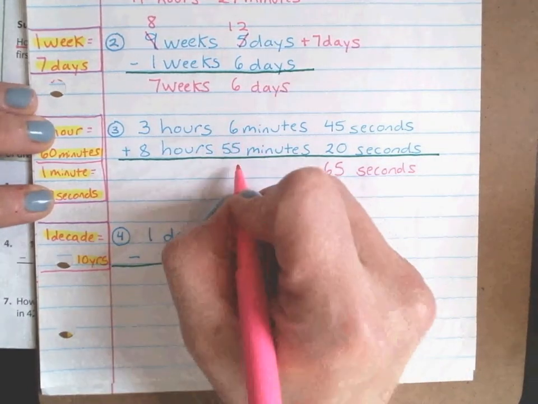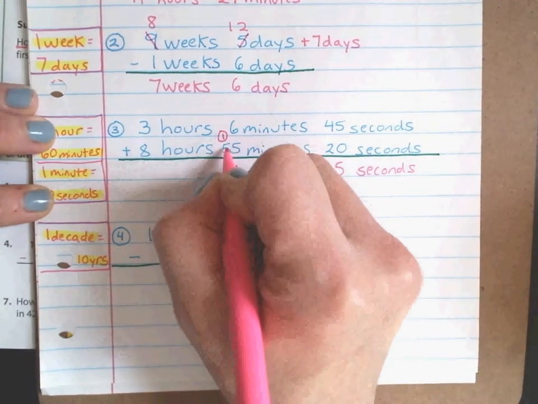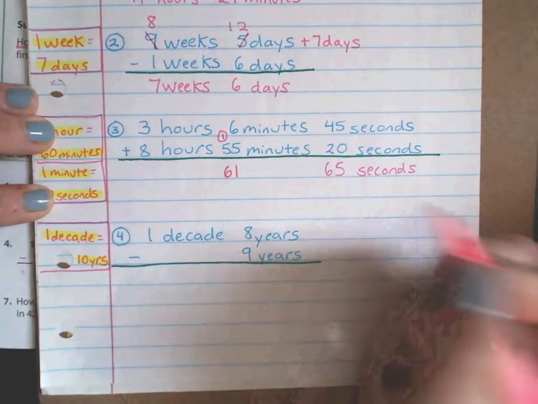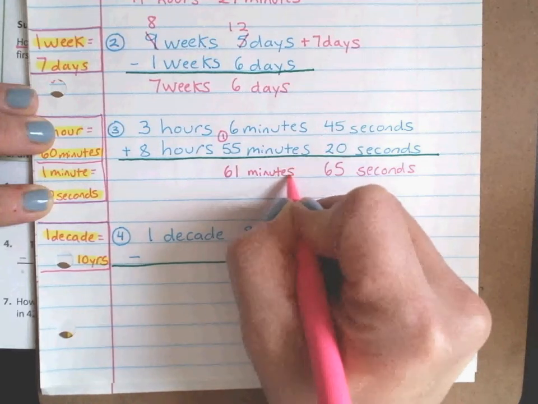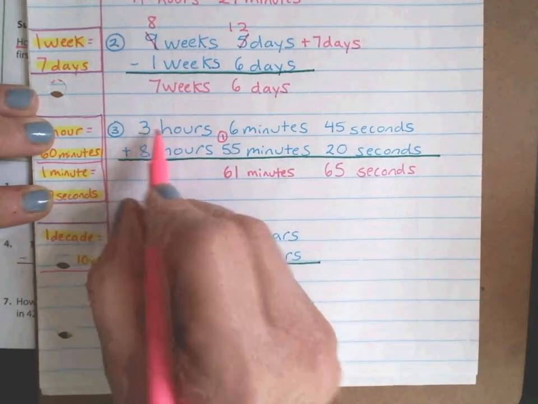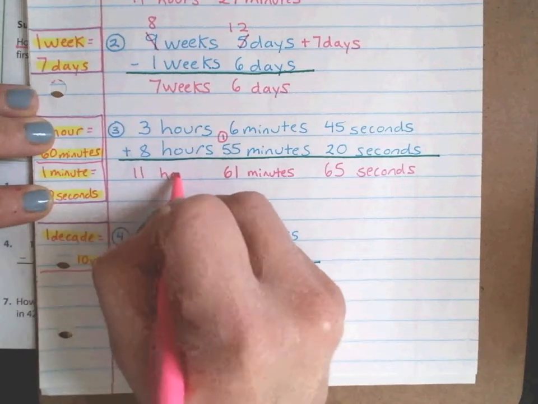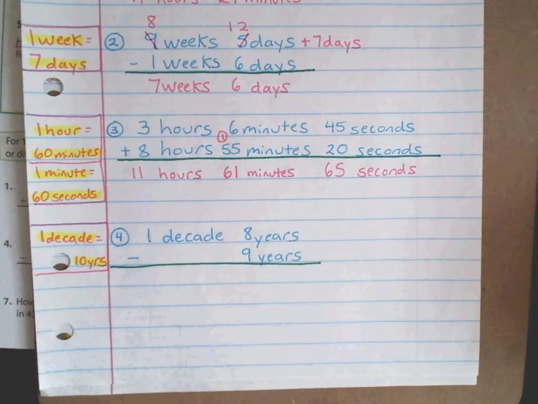6 plus 5 is 11, so I drop the 1 and regroup the 1, and 1 plus 5 is 6. So now I've got 61 minutes, and now I'll add up my hours. 3 hours plus 8 hours is 11 hours. So I take a look here, and I need to rename 2 separate things.